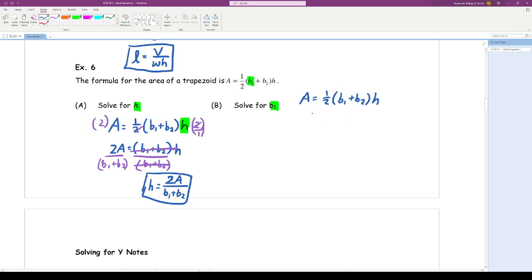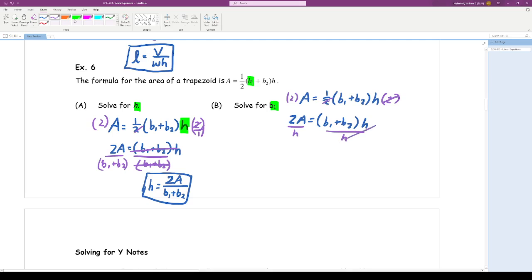The same way as before, we need to get rid of the things multiplied by the thing we care about. So we're going to take the exact same step of multiplying both sides by 2, and we also are going to end up dividing both sides by h. So we cancel our 2 over 2 here, and we're going to rewrite this as 2A equals b1 plus b2 times h. Since this is times h, to cancel it out and move it to the other side, we're going to divide by h on both sides.